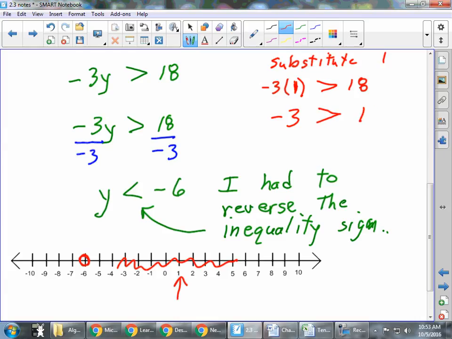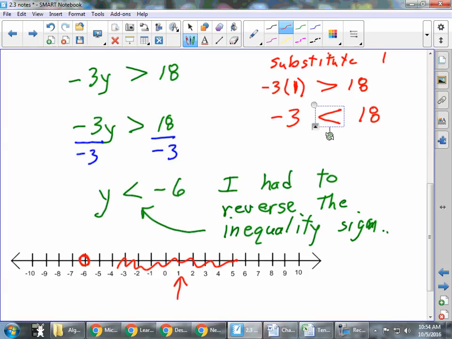Is this true, Jonathan? Is negative 3 greater than 18? No. So to make it true, we have to, oh, I can't do both. I got to do this. I got to be tricky. To make it true, you got to write it a second time. You have to switch the sign, and that's why we do that.